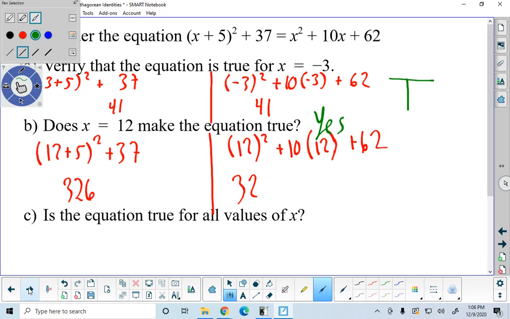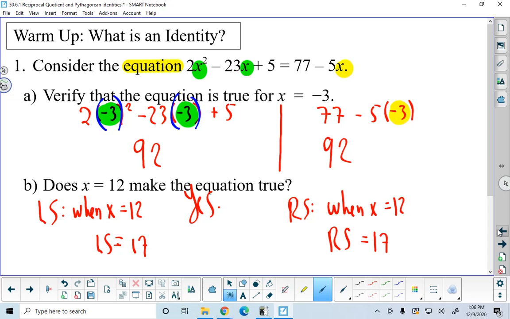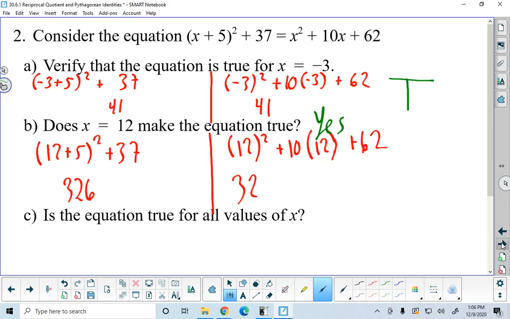So I want to go back to number 1 because this is an important distinction. In number 1, that equation was true when x was negative 3. And that equation was also true when x is 12. In question 2, this equation is true when x is negative 3, and it's also true when x is 12. Is this equation true for all values of x? Well, okay, let's try some. Let's try putting in 0.